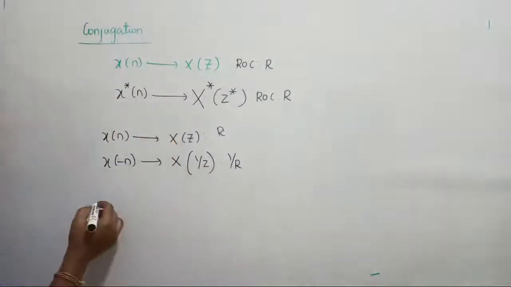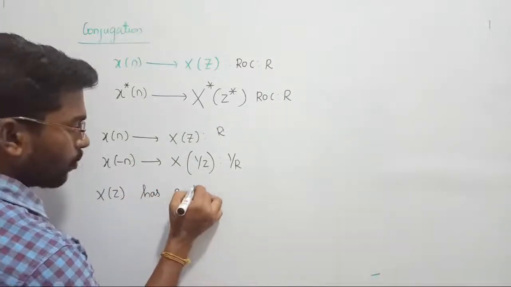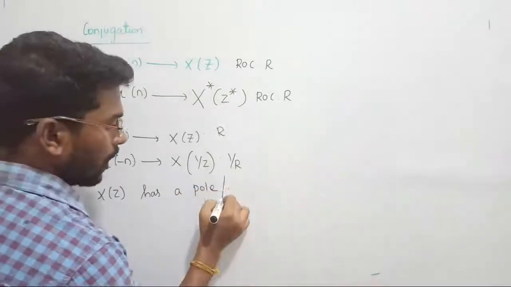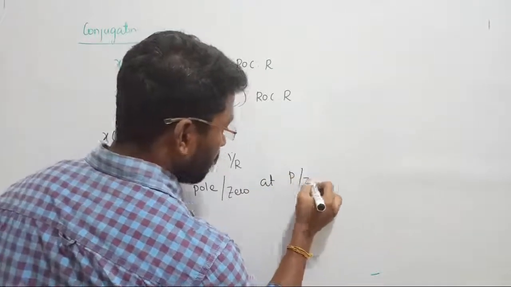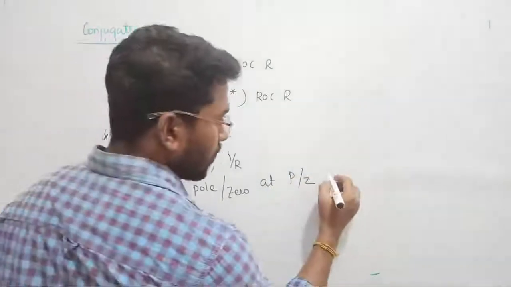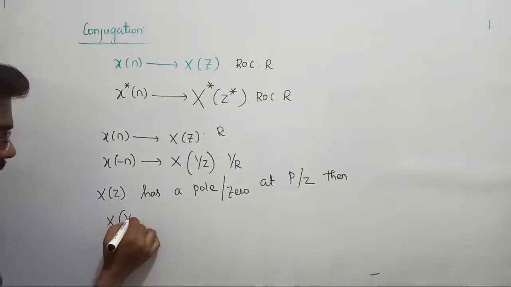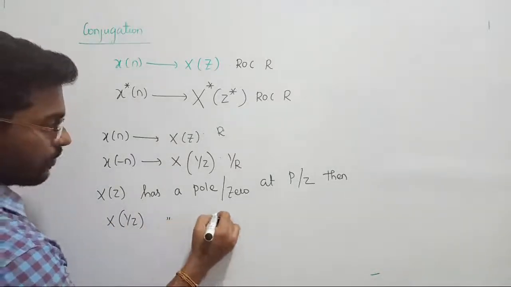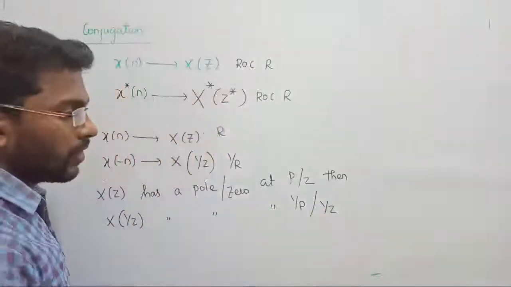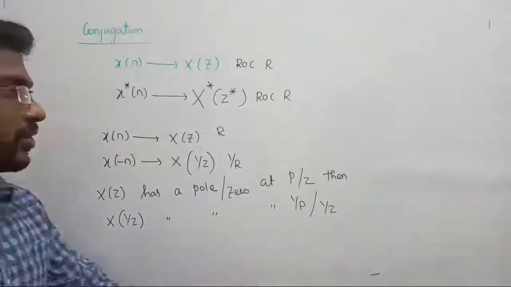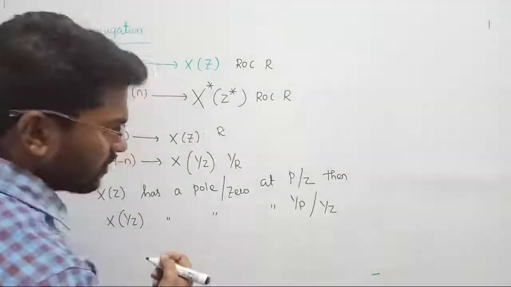Now, in the same way, listen, if X of z has a pole or zero at P or z, where P denotes pole and z denotes zero, then X of 1 by z has a pole or zero at 1 by P or 1 by z. Here you are going to consider 1 by z, that's all. That is the next property that we are going to learn, a very important property. You have to remember these things by solving the problems.